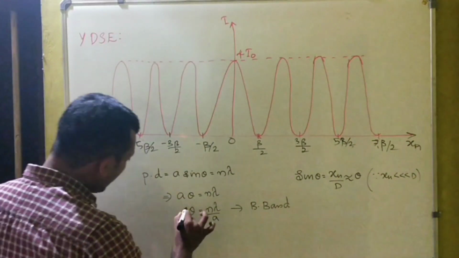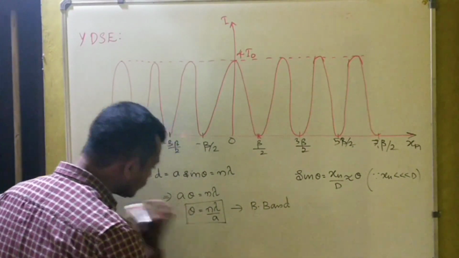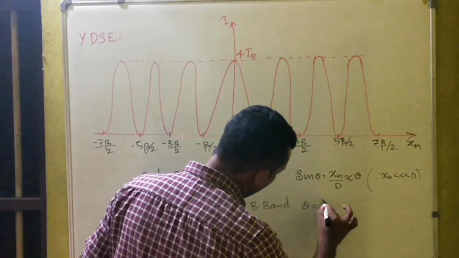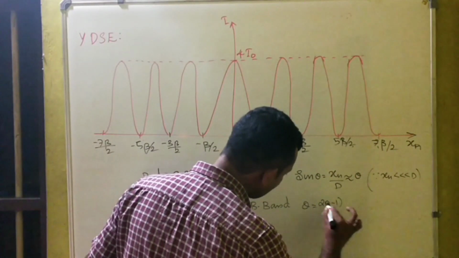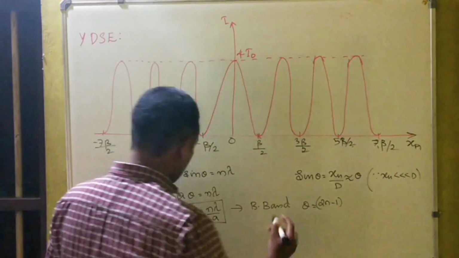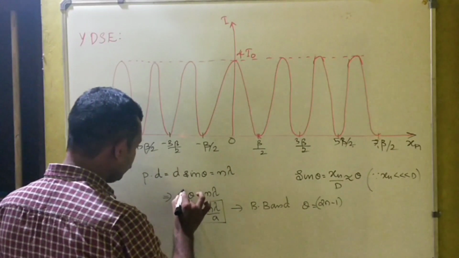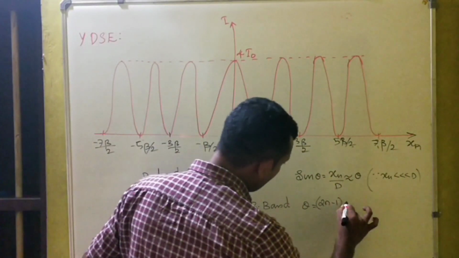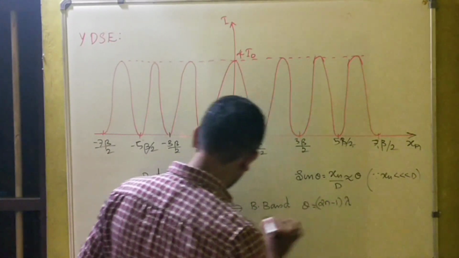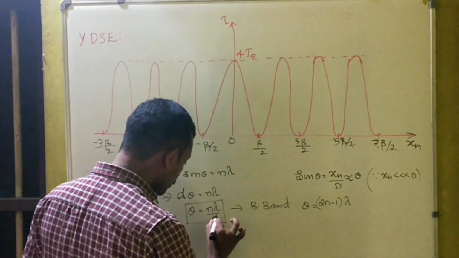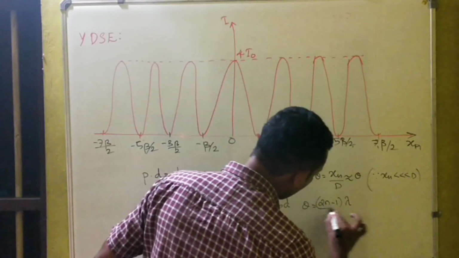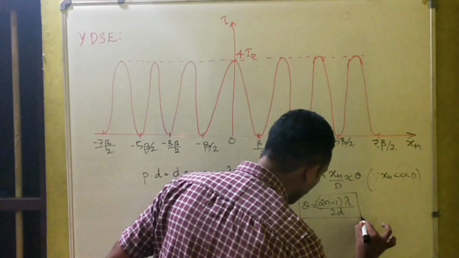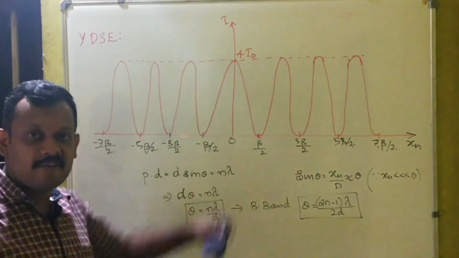Then what will be the condition for obtaining a dark band? Now I want you to write by yourself. Think about it for a minute. For a dark band, this is 2n minus 1. Sorry, not A, it is d. Not A, it is d only. 2n minus 1 lambda divided by 2d. Theta is equal to 2n minus 1 lambda divided by 2d.